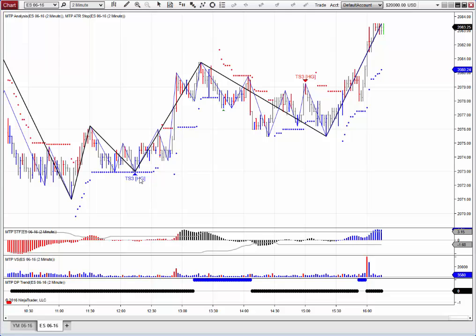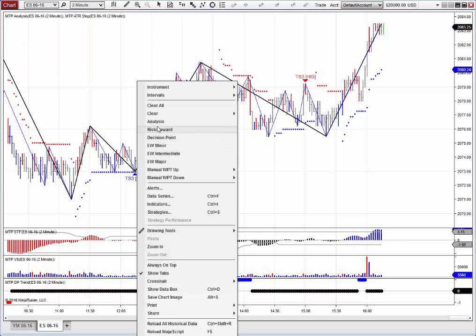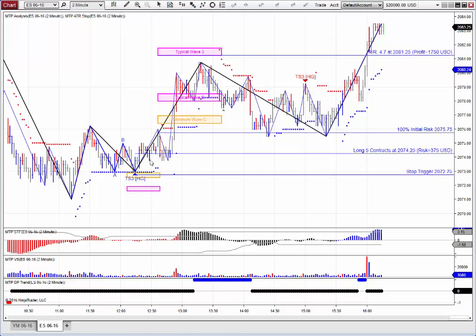This was good because if I place the analysis on, we're not looking to come out at our first target here. We're looking to come out at the typical wave 3 WPT. Why? Because this was a major low, all set up by our 15-minute support zone we placed on the chart even before the day opened. This was our initial rally. This was our initial correction into our wave 2.